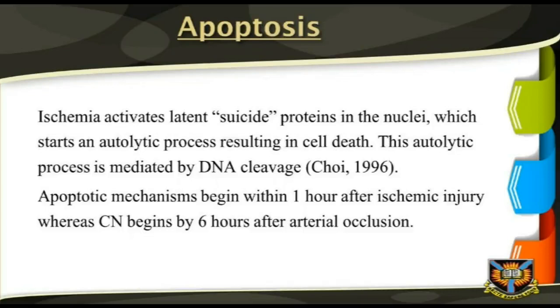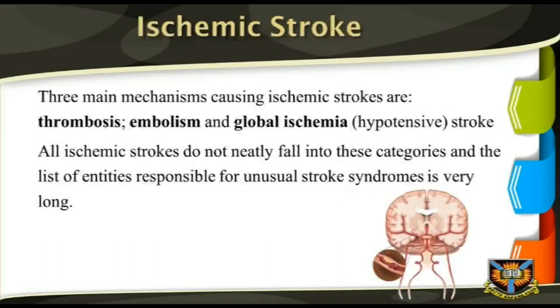Apoptotic mechanisms begin within 1 hour after ischemic injury, whereas CN begins about 6 hours after arterial occlusion. This observation has an important bearing on future directions of research. The manner by which apoptosis evolves is a focus of much research because, hypothetically, neuronal death can be prevented by modifying the process of DNA cleavage.